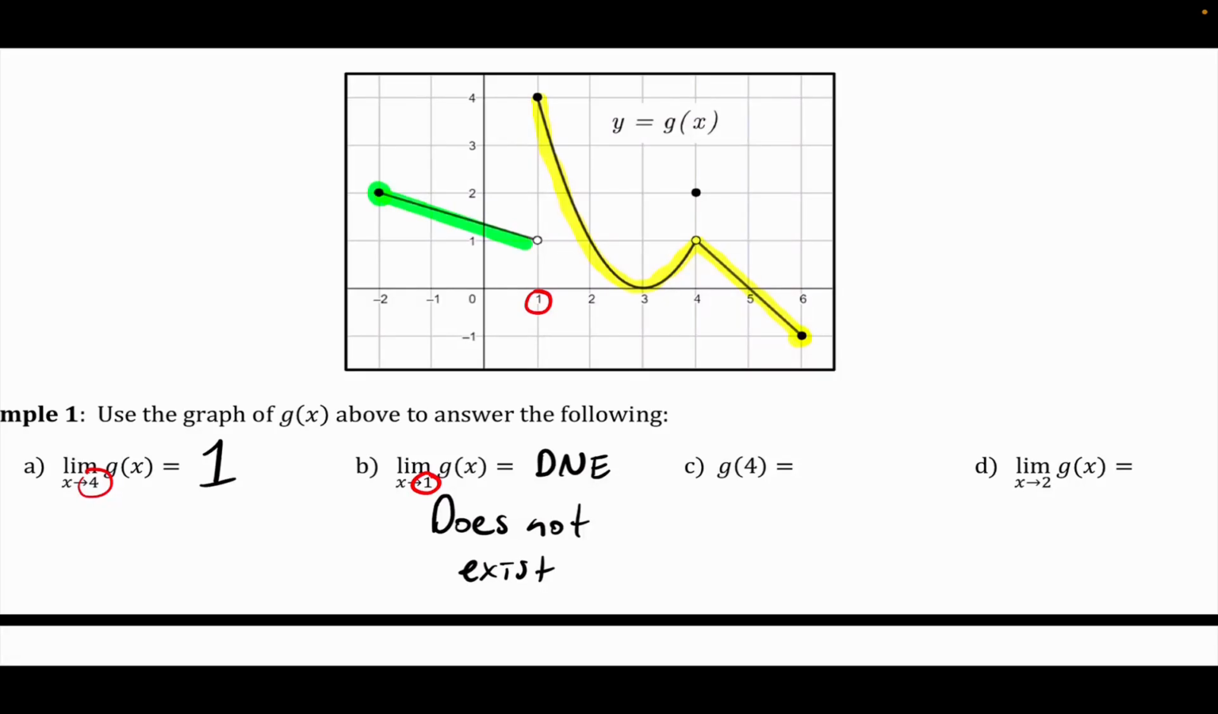Okay, try letter D. We'll skip C for right now. We'll come back to it, but I want you to try letter D. Try letter D, see what you get. I'll give you a hint. Letter D has an answer. It's not DNE. Okay, letter D will have an answer.